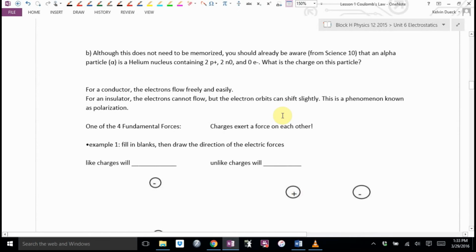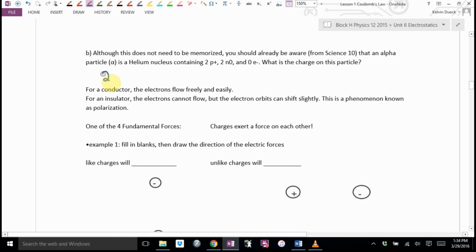So, our first example. Although this does not need to be memorized, you might recall from Science 10 when you look at radioactivity that an alpha particle, which you symbolize with an alpha, is a helium nucleus containing 2 protons, 2 neutrons, and no electrons. What's the charge on this particle?